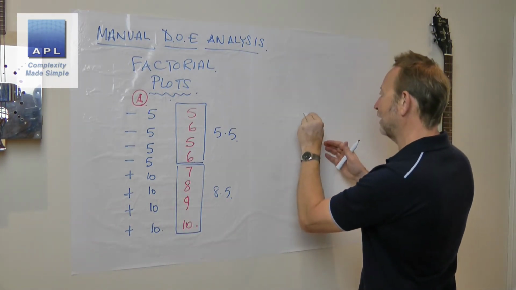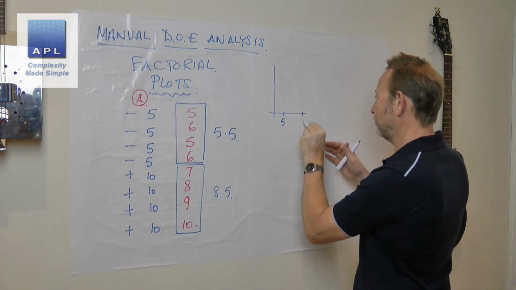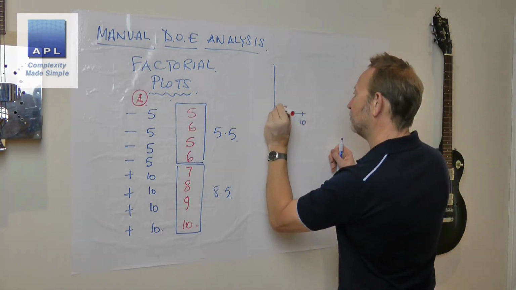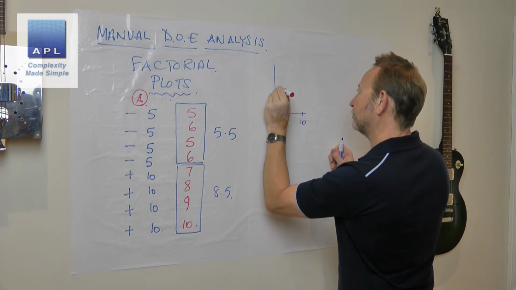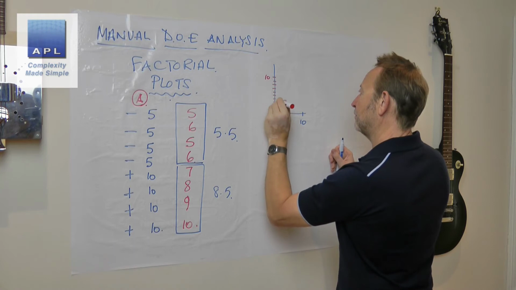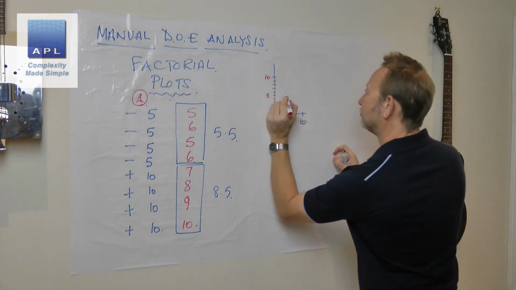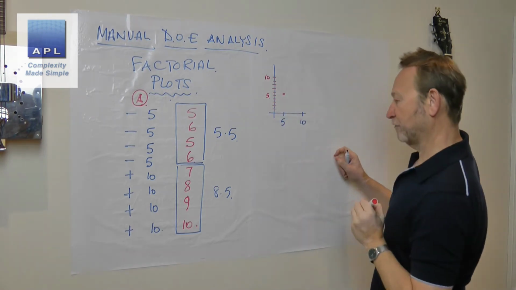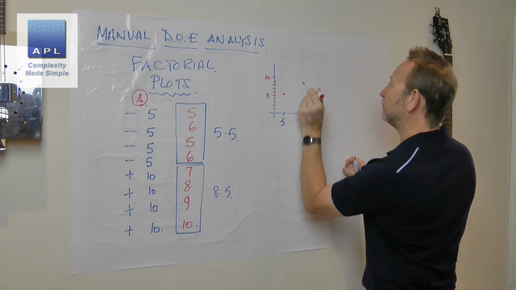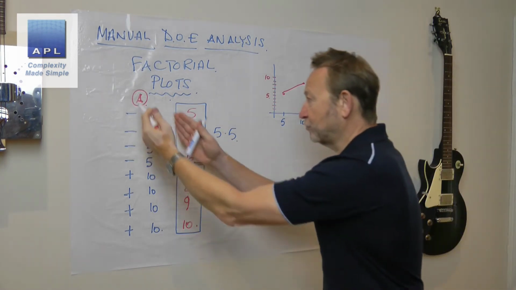So let's plot the factorial plot. So we did tests at 5. We did tests at 10. Let's do this. 1, 2, 3, 4, 5, 6, 7, 8, 9, 10. Like this. So we had a result at 5.5. We had a result at 8.5. And we join the dots. And there is your factorial plot.